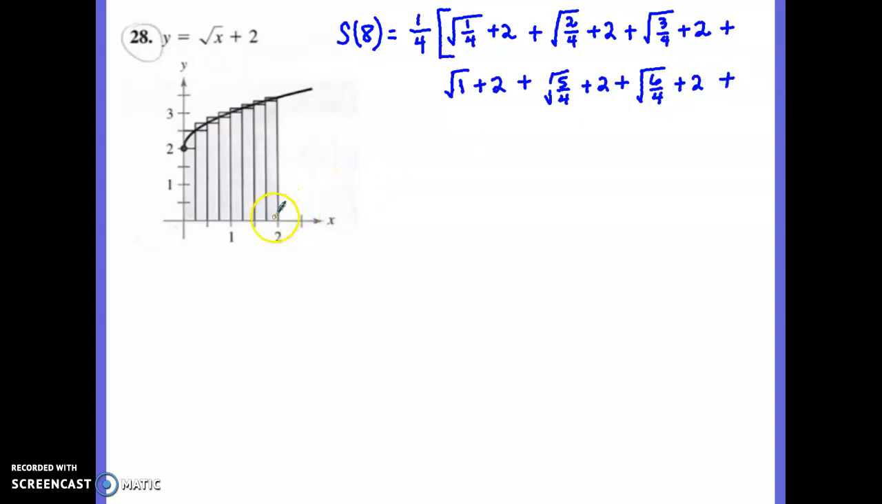All right, so now I keep going. We're on 7/4. And the last one is 8/4 or 2. Okay, I know that looks like a lot, but all I'm going to do is use this to find my answer. So right now I got my 1/4 that's sitting out front. Let's just write it down.